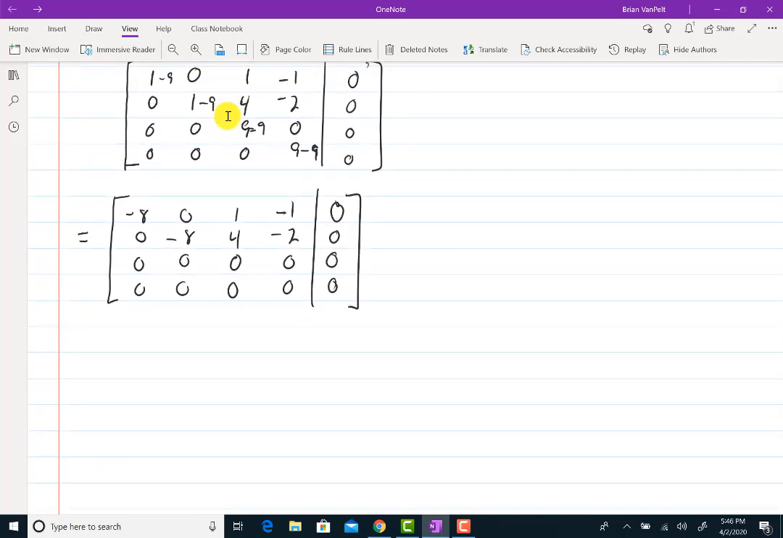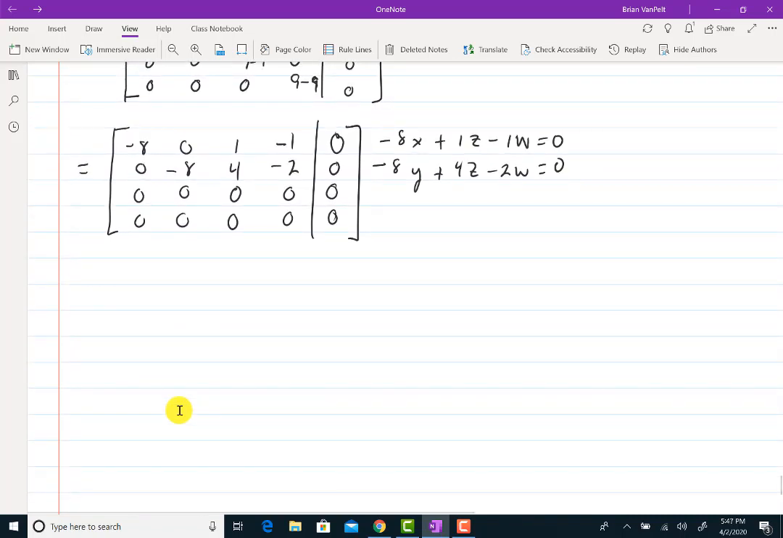This is far more complicated than the previous one. If you see, I can't clean this up any. If I try to divide the first row by negative 8 or something like that, I'll get fractions. If I try to add or subtract any of these, I'm going to get stuff I don't like. So let me just write these down. I get negative 8x plus 1z minus 1w equals 0. And then I'll get negative 8y plus 4z minus 2w equals 0. So let me solve for x and y.